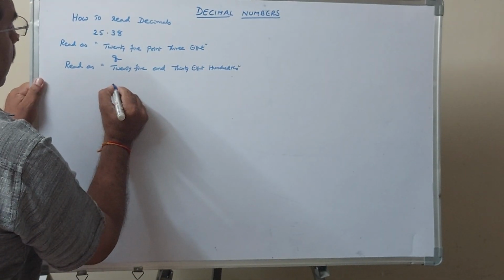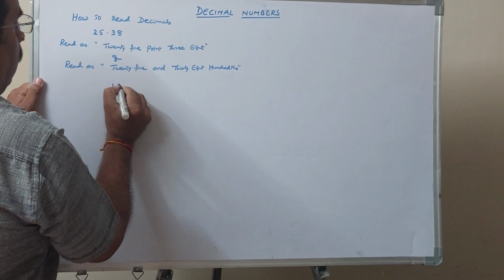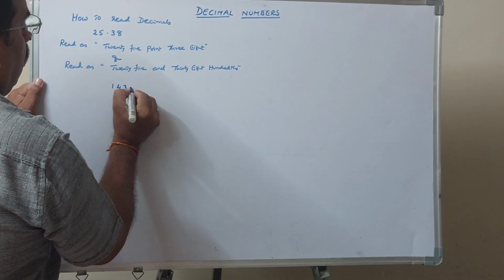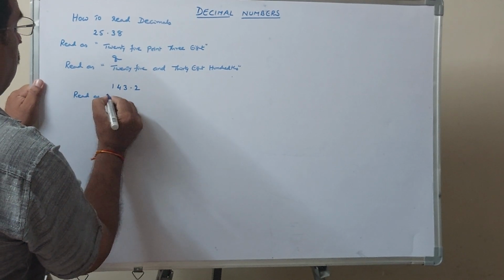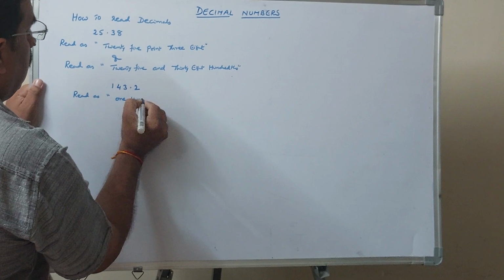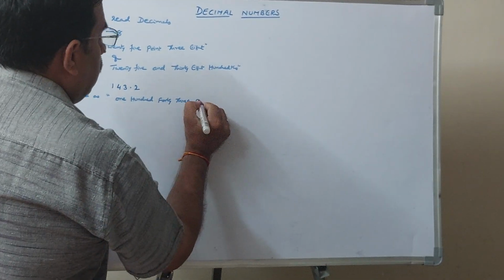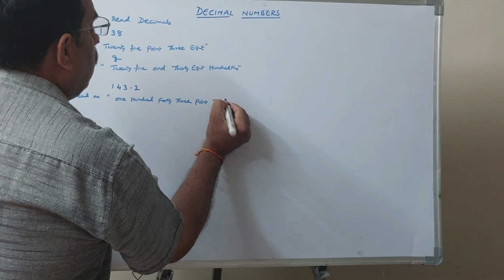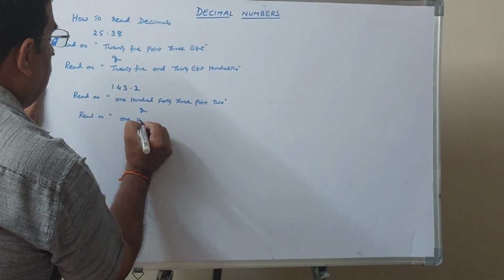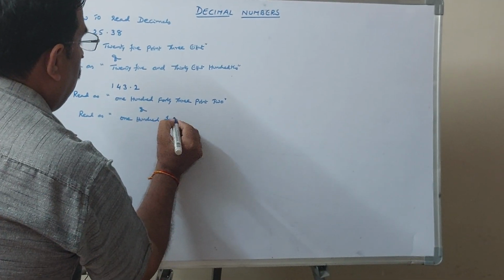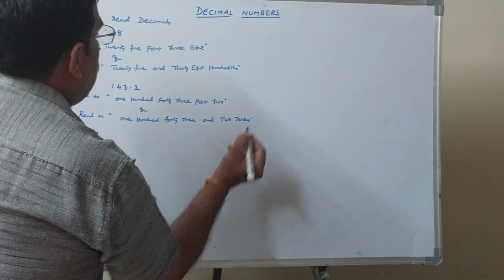Similarly, one more example: 143.2. How to read this one? 143.2 is one way of reading, or we can read as 143 and 2 tenths. This is another way of reading.